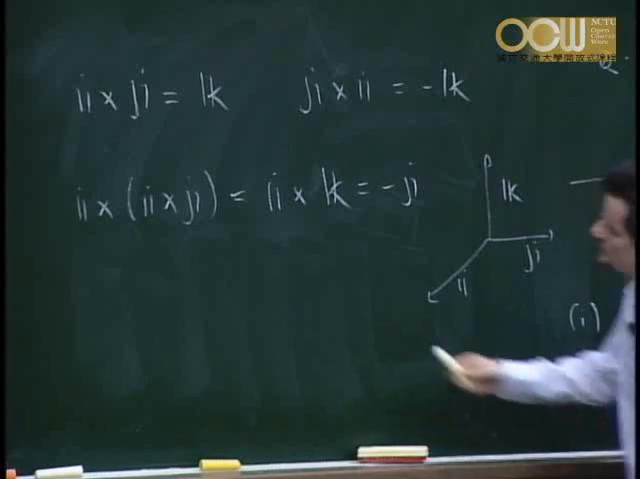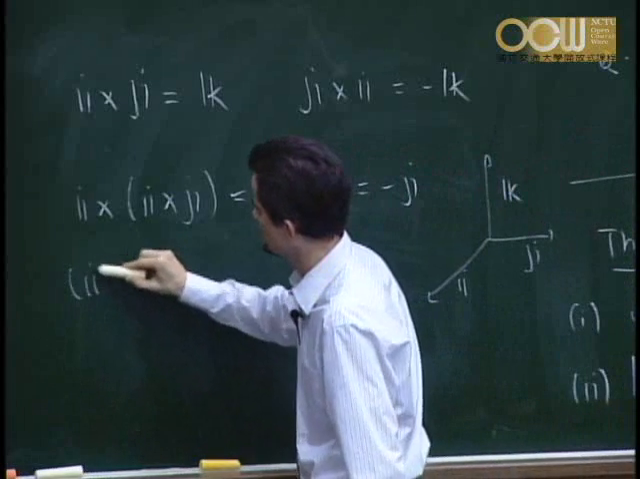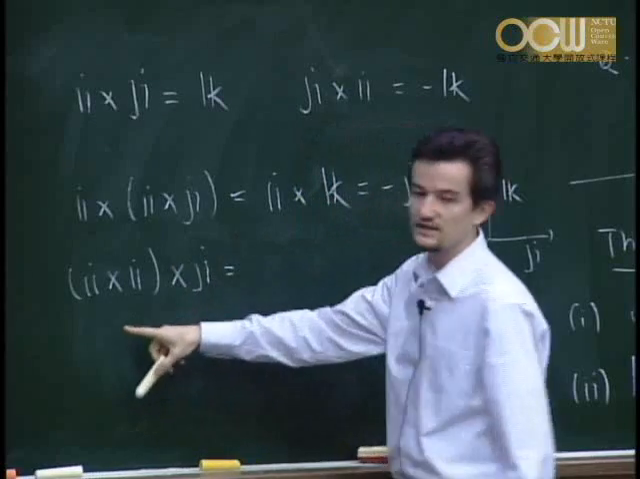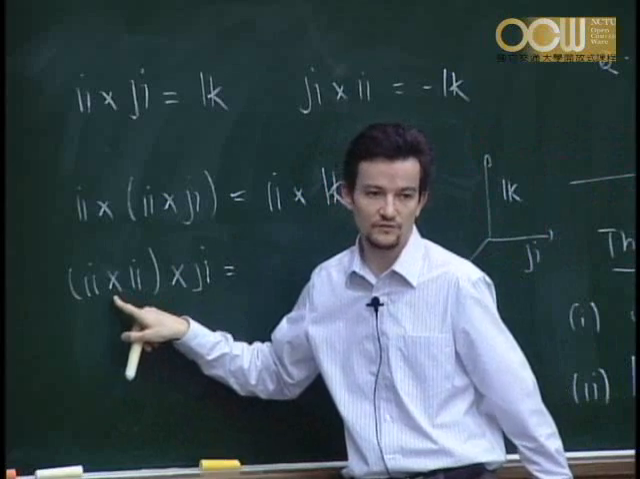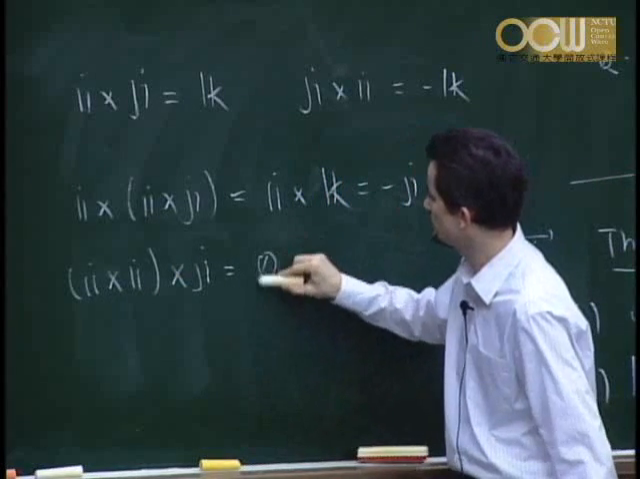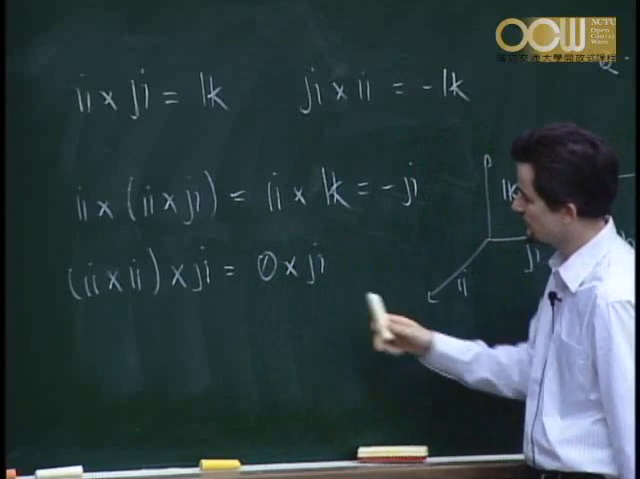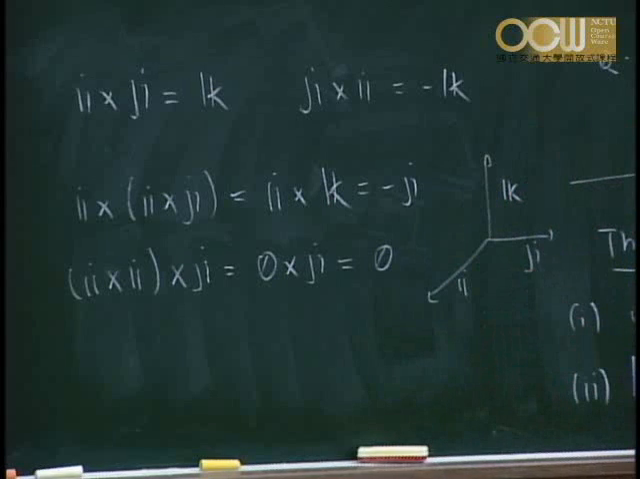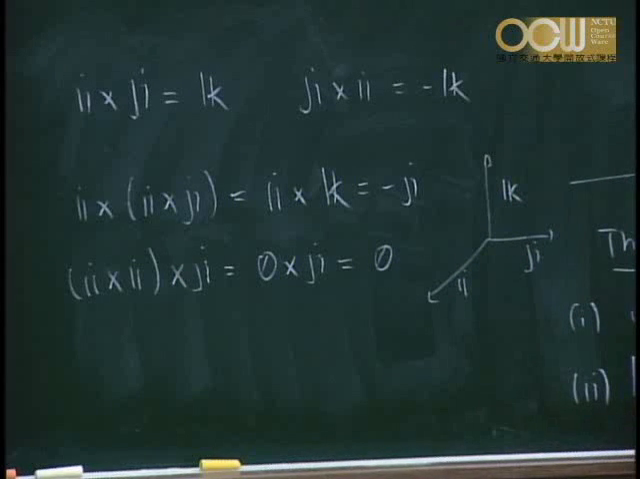But if you do the same computation with the brackets different, so first i times i, and then times j, then because we have already seen that the cross product of a vector with itself is equal to 0, what you have is 0 times j, and 0 times any vector is equal to 0. So you see that those two are not equal. So also the associative law is not satisfied by the vector product.